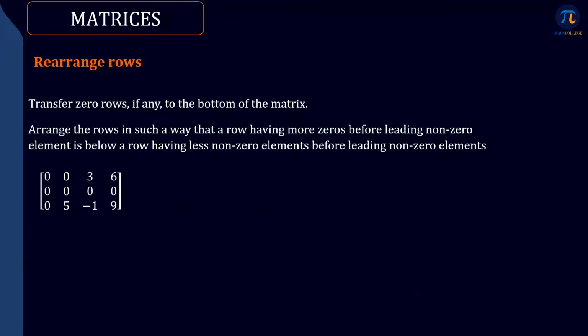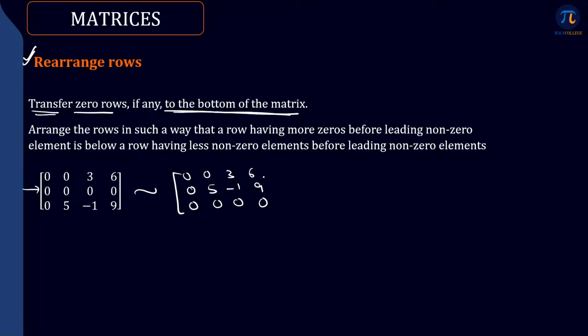But before that, we should understand this idea of rearranging rows. Whenever you find any zero rows at the top of the matrix, directly pull them down. You can directly transfer the zero rows to the bottom of the matrix. So, the remaining matrix changes like this. This is one step for rearranging rows.